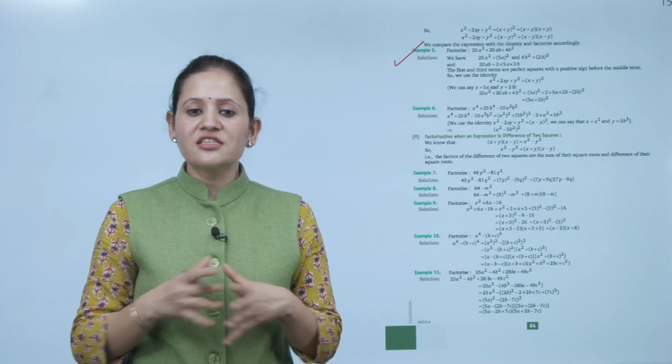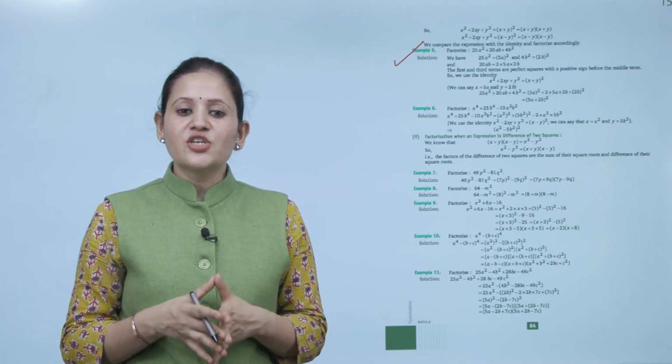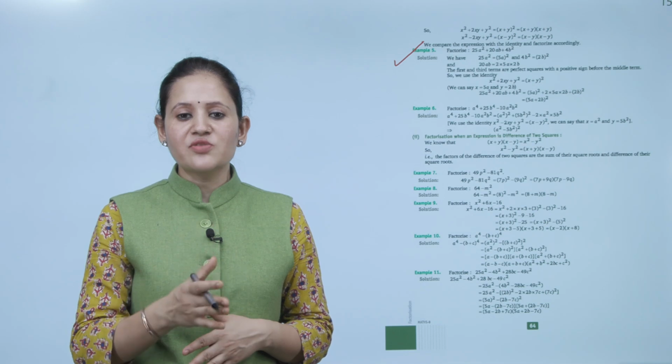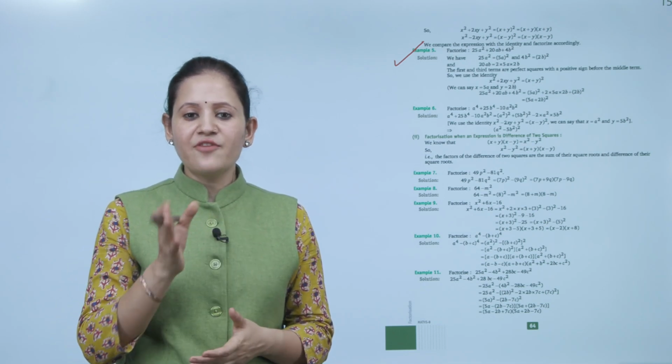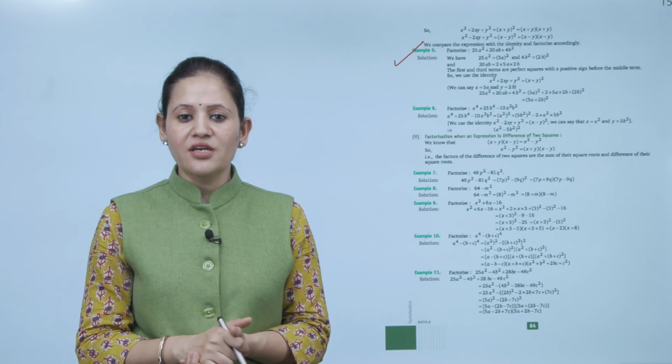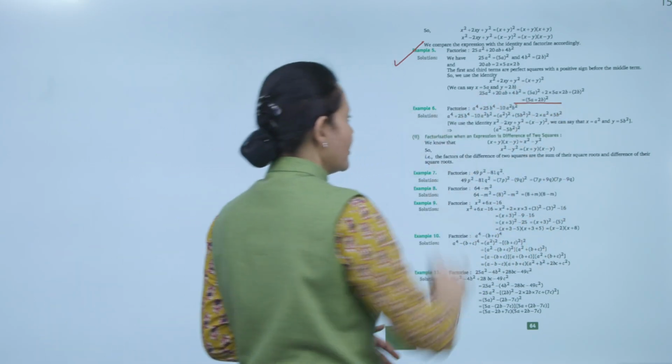So the first and third terms are perfect squares with the positive sign before the middle term. So we use the identity x square plus 2xy plus y square, that is x plus y whole square. We can say x here is 5a and y equals 2b. So we can write it in the form of 5a plus 2b whole square. Clear?